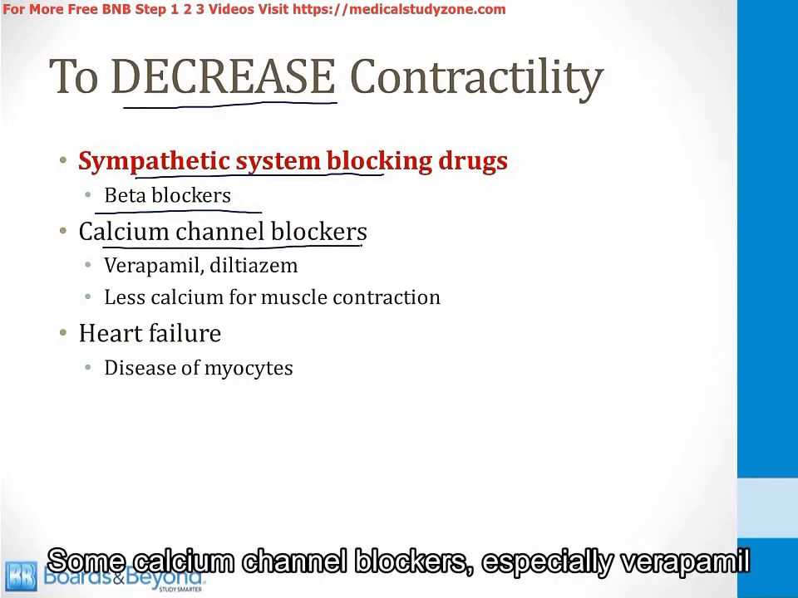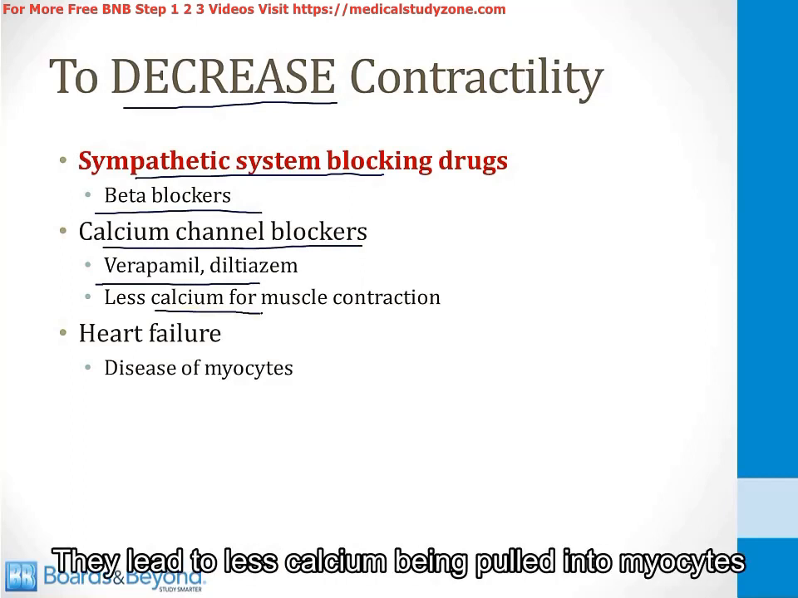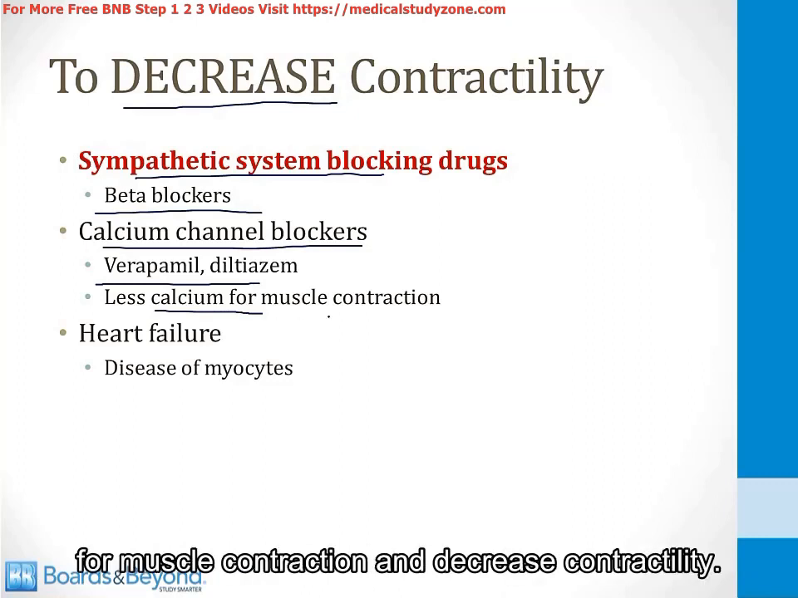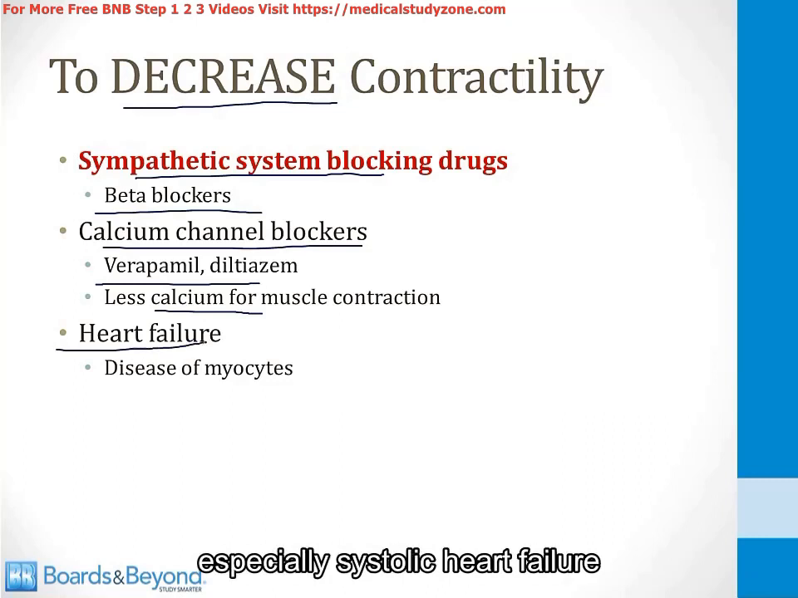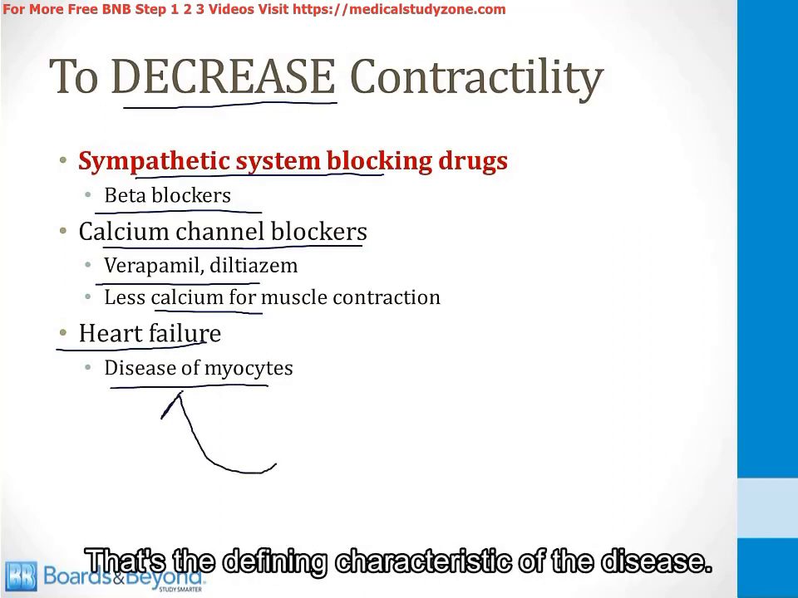Some calcium channel blockers, especially verapamil and diltiazem, also affect contractility. They lead to less calcium being pulled into myocytes, and therefore there's less calcium available for muscle contraction and decreased contractility. And then finally, heart failure, especially systolic heart failure, is a disease of myocytes that results in decreased contractility. That's the defining characteristic of the disease.